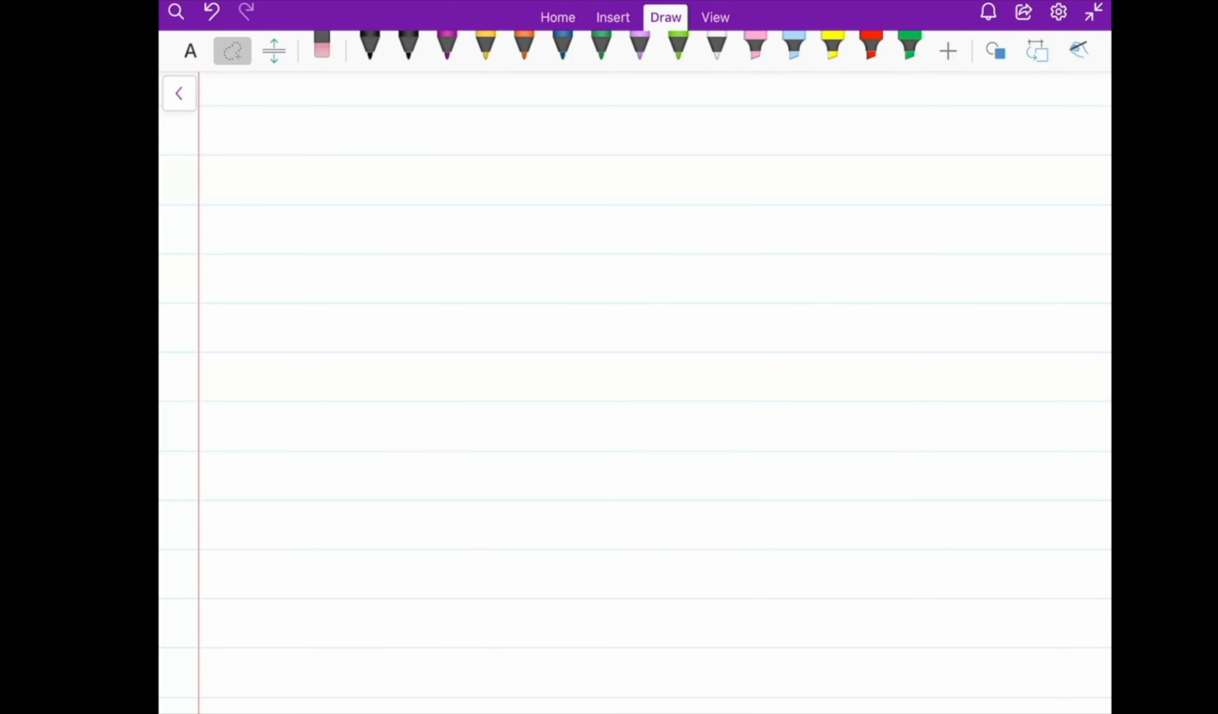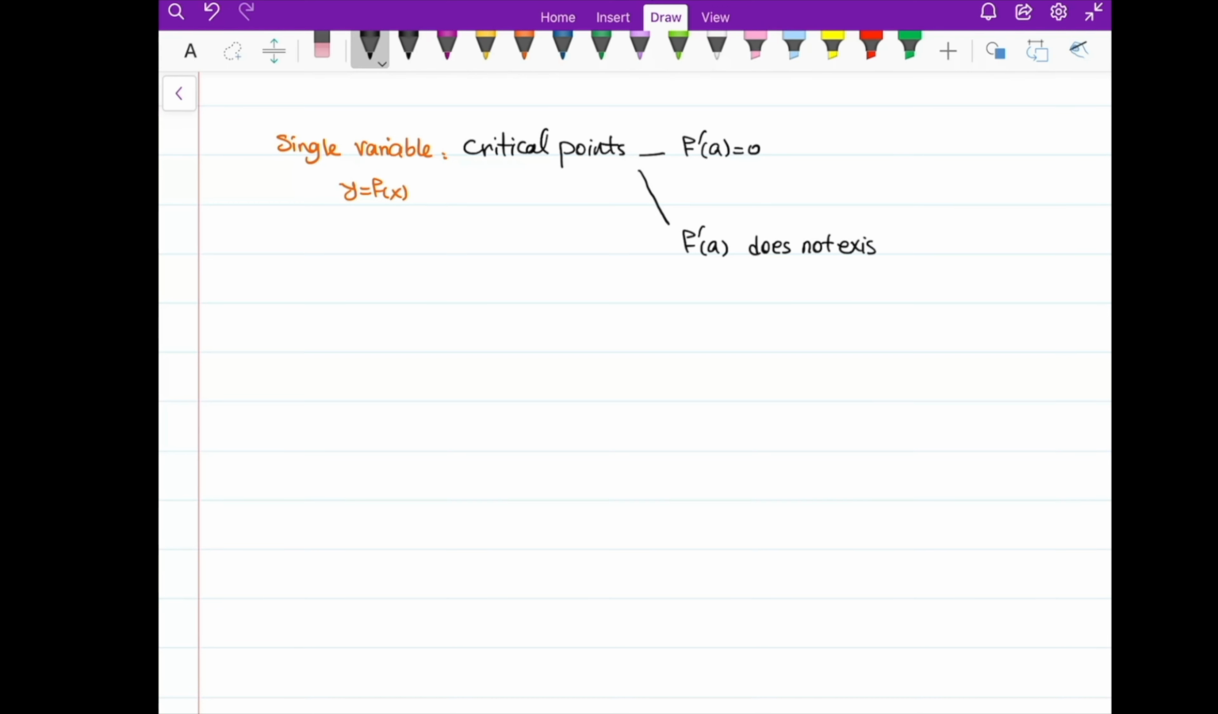Okay, now let's talk about the critical points, and I'm gonna go over the single variable function first. If we have a single variable function like this, y equals f of x, we define the critical points by saying that the derivative at the point is equal to 0, or we say that the derivative at the point does not exist.